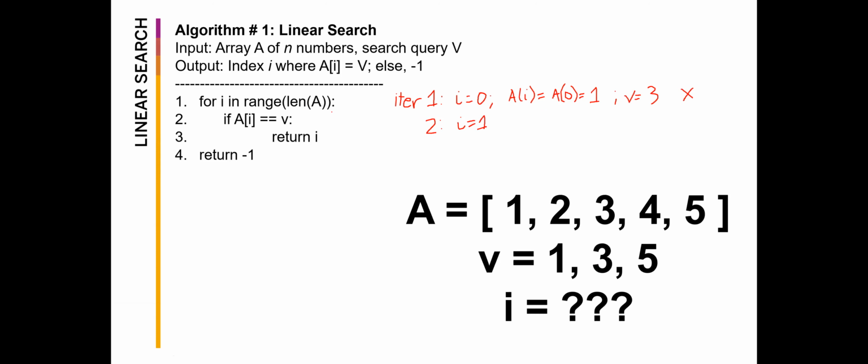I equals 1, since in the for loop we're adding 1 to variable I. Now A[I] will be A[1], which is equal to 2. And V, we're not changing anything in V, so it remains the same, V equals 3. Still, 2 is not equal to 3, so we don't stop the loop yet. A[I] is not yet equal to V, and we haven't reached the last value for I, which is length A minus 1.